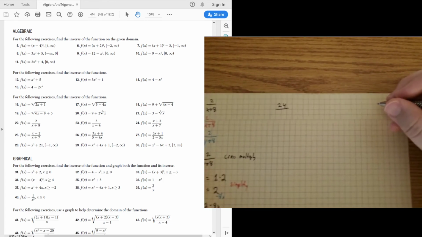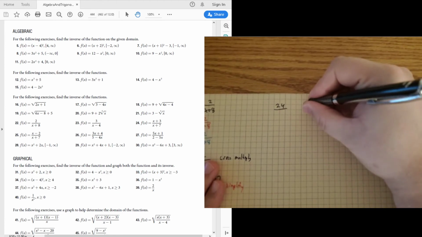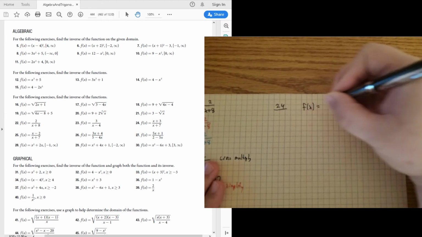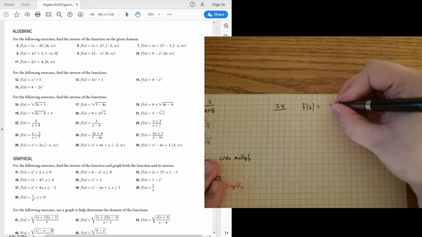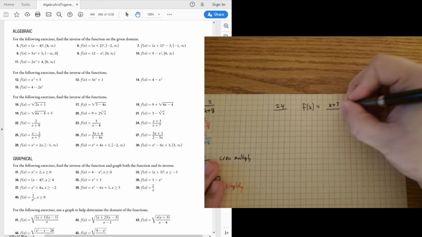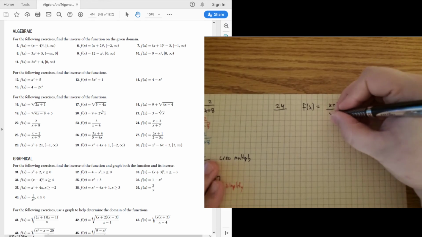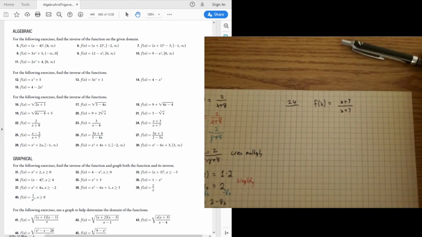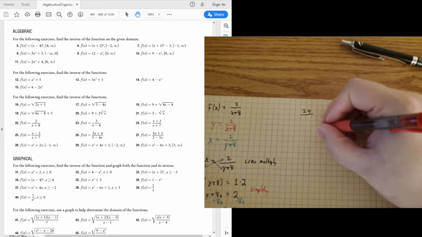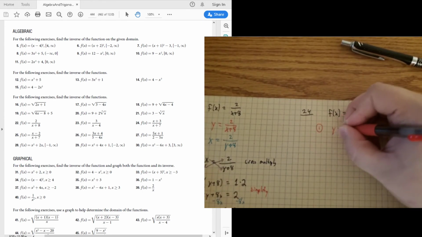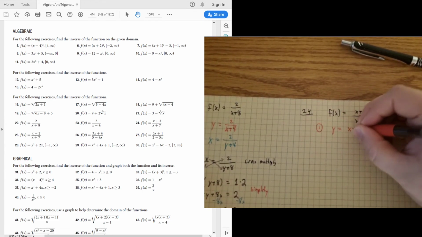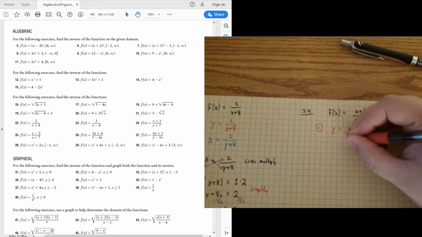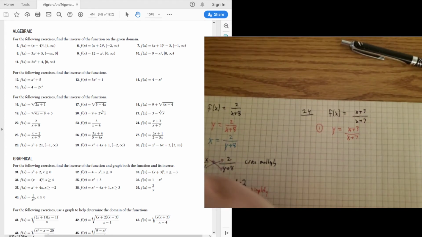24 states we have f of x is equal to x plus 3 over x plus 7. All right, well, how do we do it? Step 1. Y equals x plus 3 over x plus 7.